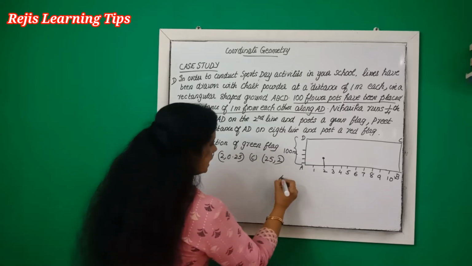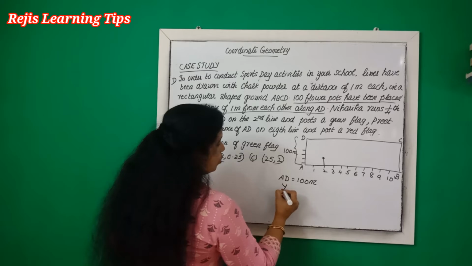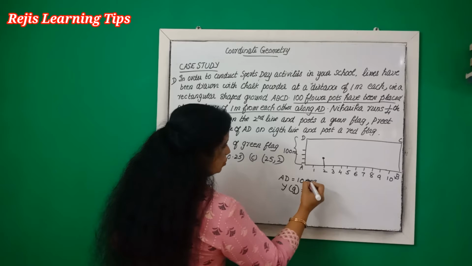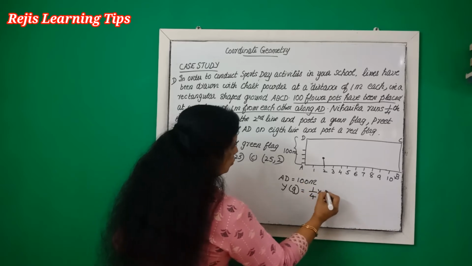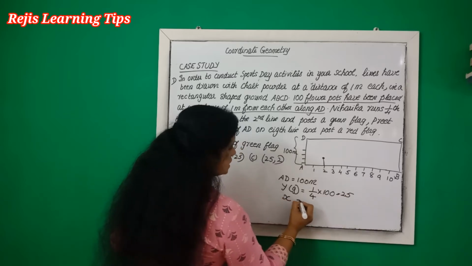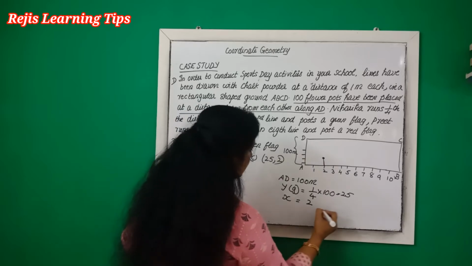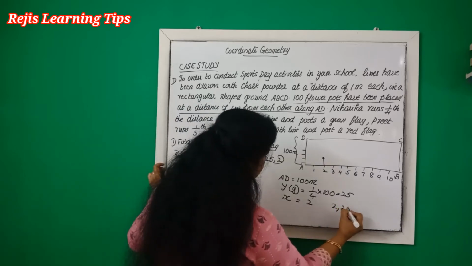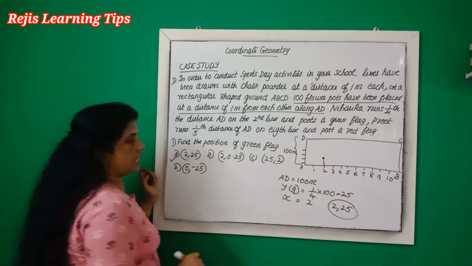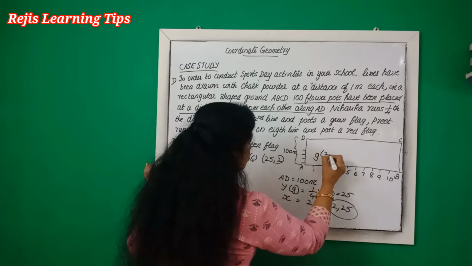So we know that the distance of AD is 100 meter. Then the y coordinate of the green flag is equal to 1/4 into 100, that is equal to 25. Then the x coordinate is 2. So the position of the green flag is (2, 25). So our option A. And this is the position of the green flag.